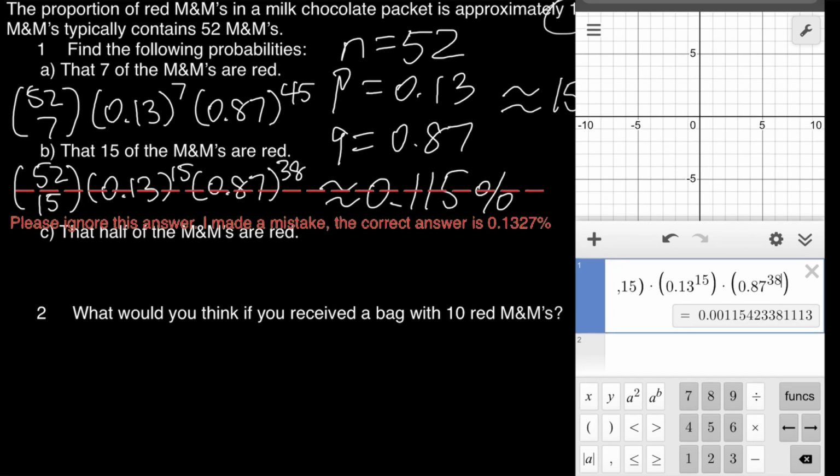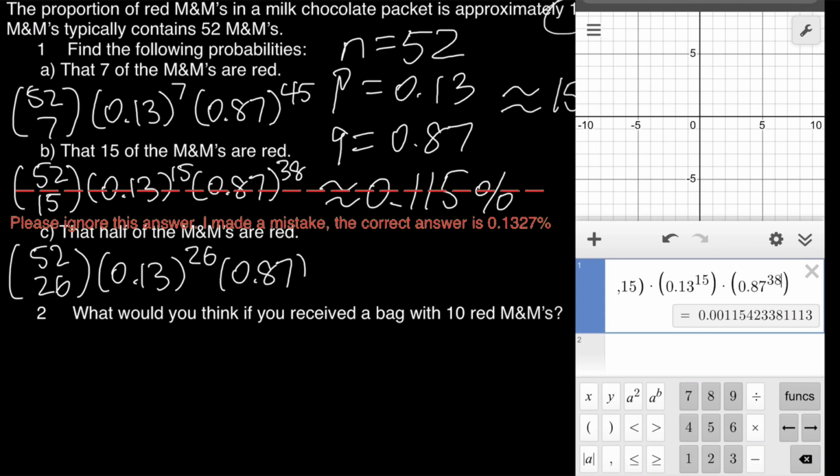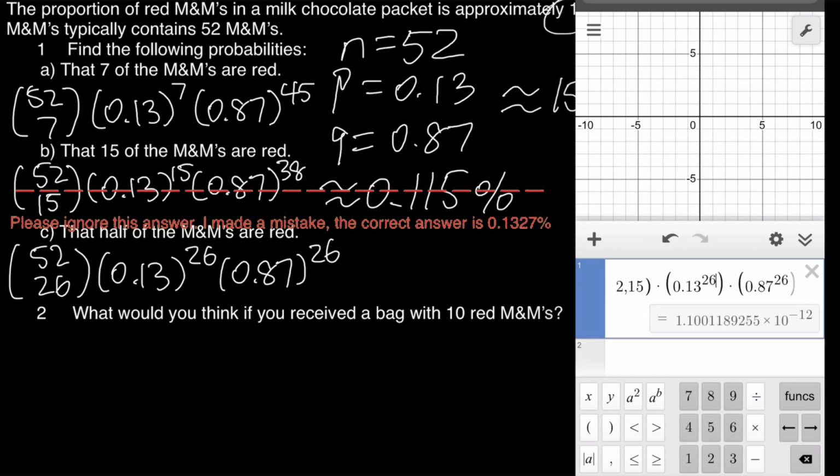Now, half the M&Ms are red, so that's 52 choose half. Half of 52 is 26. Times 0.13 to the 26th power times 0.87, and 52 minus 26 is 26. So that will be our equation. We just need to punch that into the calculator. We can just replace some numbers here, and we find the number to be really, really low. If we convert that to a percentage, that is about 1.2 times 10 to the negative 8th power percent.